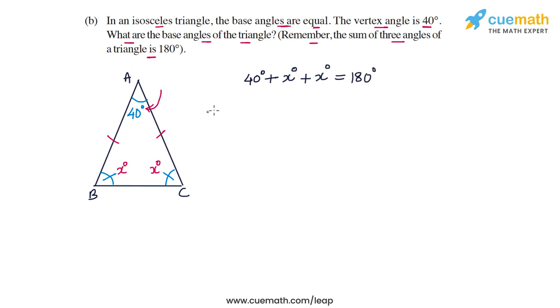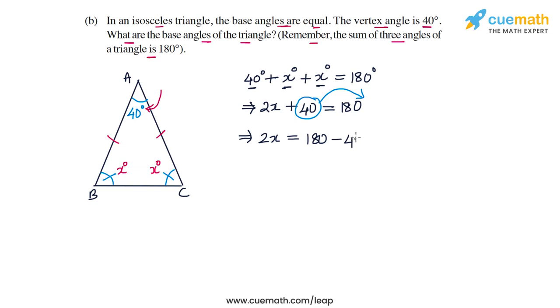Because we have degrees throughout the equation, we can drop the degrees and just write an equation without the degrees. So we have x and x, so we can write this as 2x, and we have 40 from this term. So 2x plus 40 should be equal to 180. This is our equation in x for this situation. Now to solve this, we can take this 40 and transpose it to the right side. So we will get 2x is equal to 180 minus 40. 180 minus 40 is 140. So 2x is equal to 140.